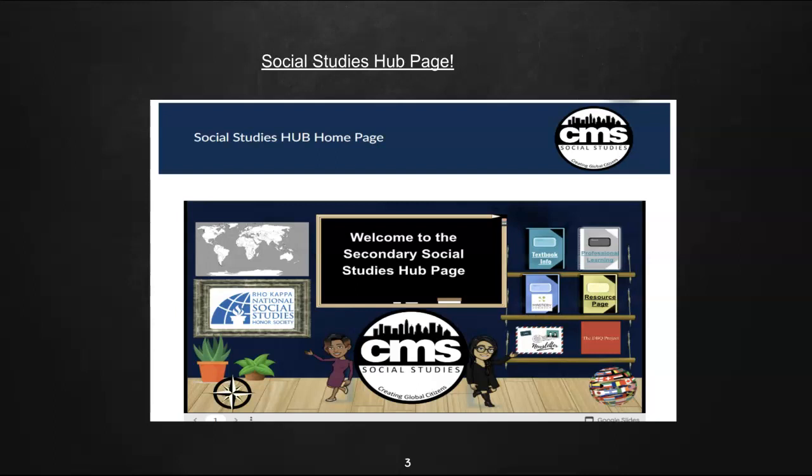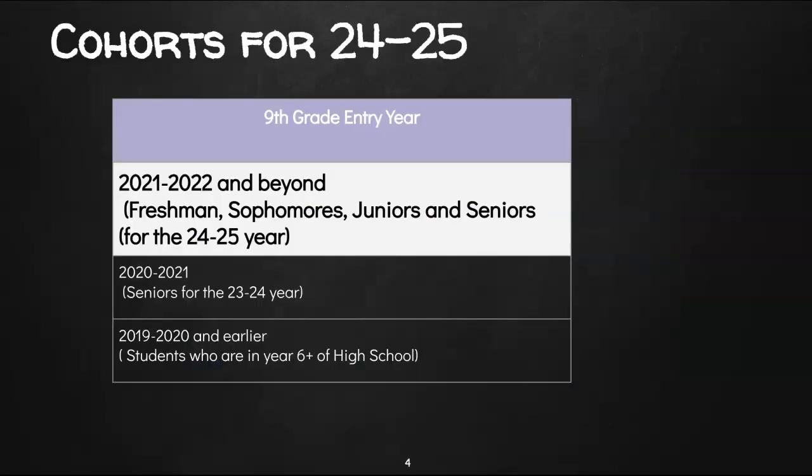To stay abreast, please use the link on the slide to join the Social Studies Hub page. All updates, including those from DPI, will appear on this page first. Listed on the slide are the cohorts by 9th grade entry year, along with their corresponding classifications. The majority of students will fall in the highlighted cohort of 9th grade entry year 2021 to 2022 and beyond.